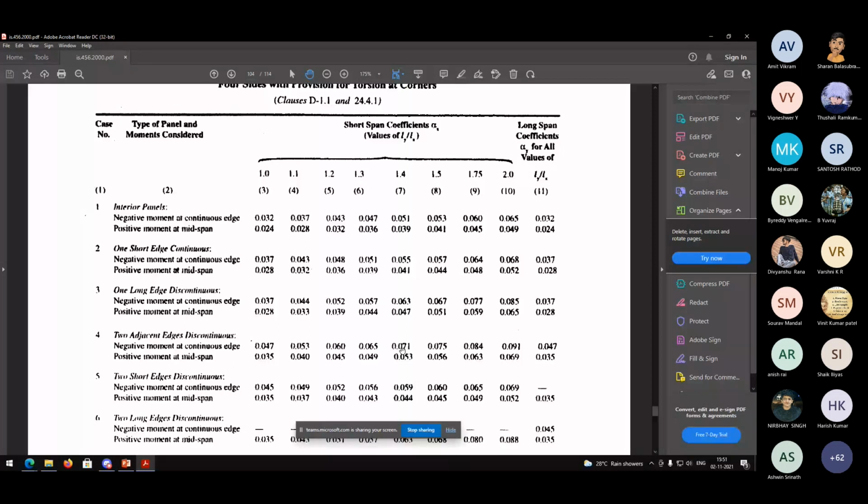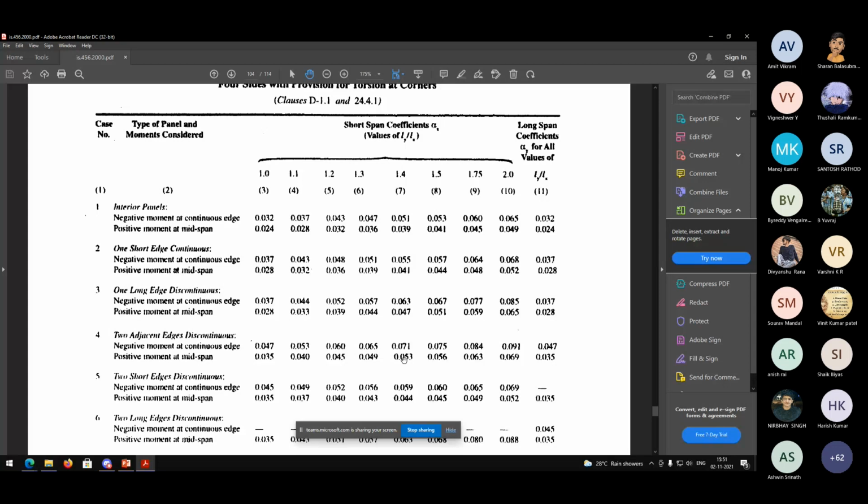So you will get that first, and then you will also get, if you do 0.053 into the same load into the same Lx squared, some moment which is the positive moment. So this is negative and this is positive moment along the same direction x.